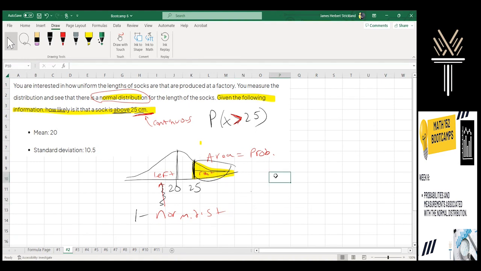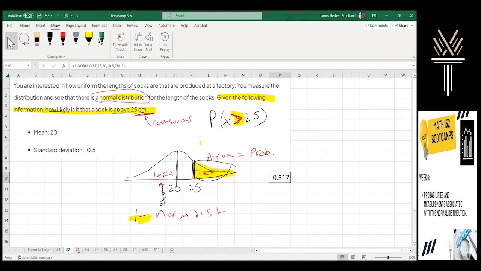So let's do it. Enough blabbing. 1 minus, because it's greater than, norm.dist. Our observation, what we're trying to witness, is a socket of 25 or bigger, given the mean is 20, the deviation is 10.5, and always, always true. Hit go, and there's our probability. It's less than 0.5, so I know I'm doing good. It makes sense in that sense. It's a small probability, so we're good. So long story short, if you see greater than, you do 1 minus. If you see less than, you don't.